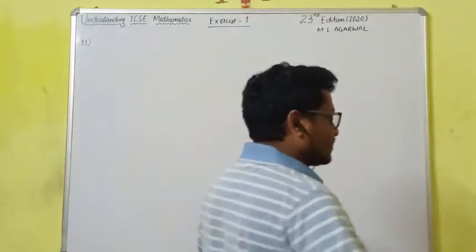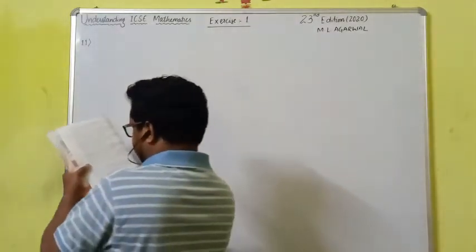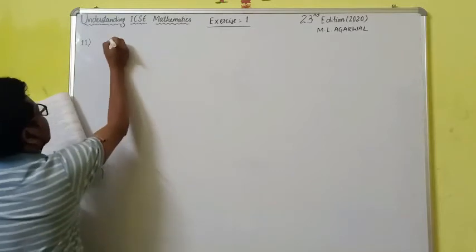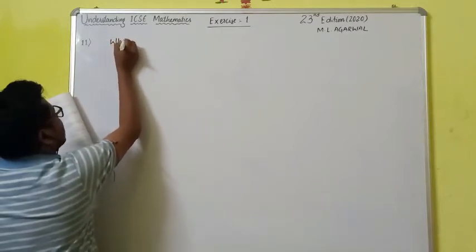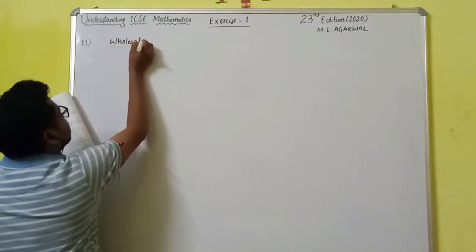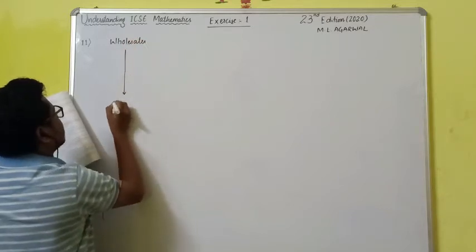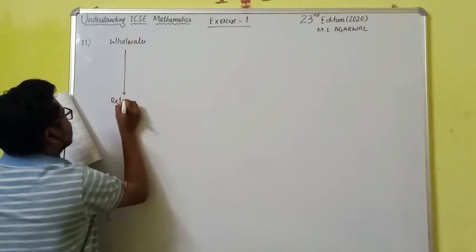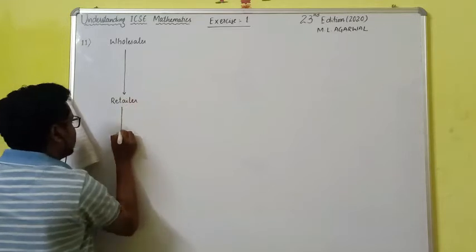Let us start. See, what I will do first is write wholesaler. Here the wholesaler is the first one, and then the wholesaler sells it to a retailer, and the retailer sells it to a consumer.